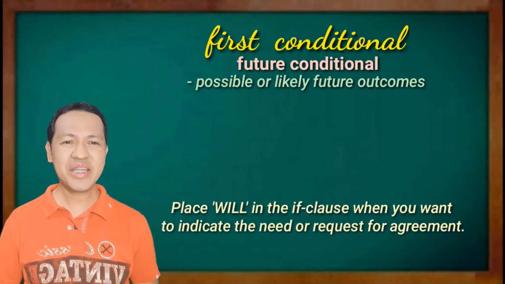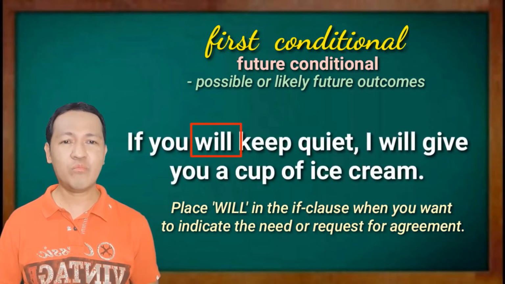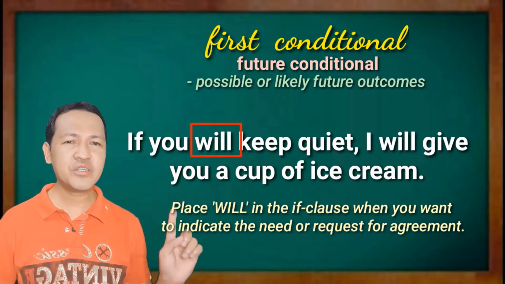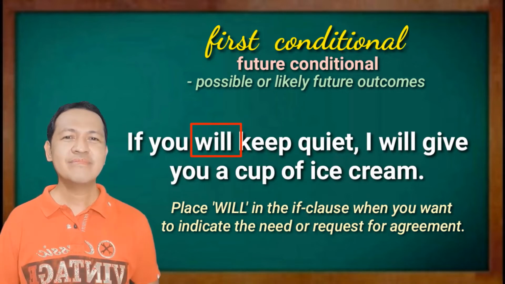Only when you want to indicate the need or request for agreement. For example, if you want to tell someone that if he agrees to keep quiet, you will give him a cup of ice cream, you can say, if you will keep quiet, I will give you a cup of ice cream. Remember that this is the only condition in which the modal will can be placed in the if clause, if there's a need or request for agreement.